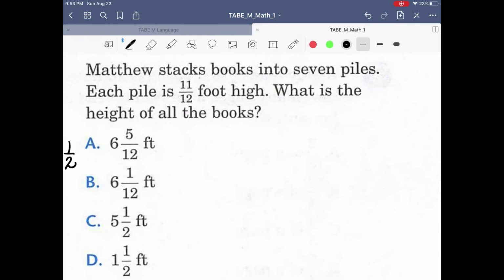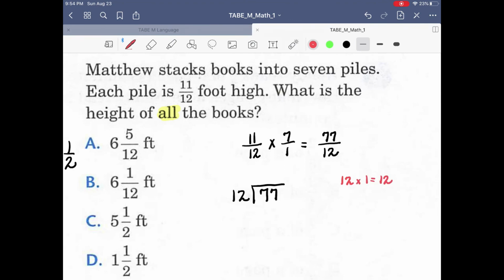Number 19. Matthew stacks books into 7 piles. Each pile is 11/12 of a foot high, so 11 inches out of 12. What is the height of all the books? So you could add them, but I'm going to multiply them. 11/12 times 7, so that's 77 over 12. Now I know that's a tough one. This is a long division problem. So we have to do 77 divided by 12.